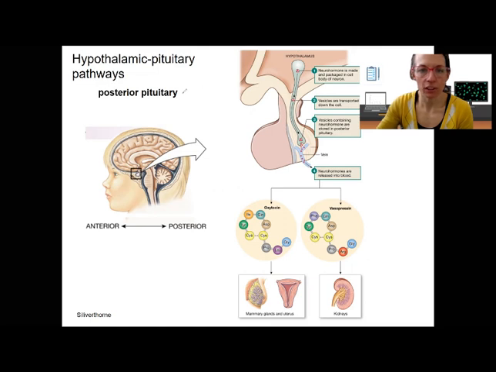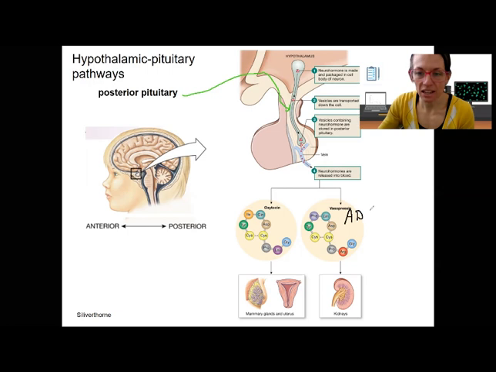Therefore, this over here is the posterior pituitary because it's in the back. Sorry, the arrow sucks. So you remember from the last video, neurohormones are made in the neural cell body in the hypothalamus, transported down and secreted into the circulation of the body to travel throughout the bloodstream. The two hormones that do this are oxytocin and vasopressin.